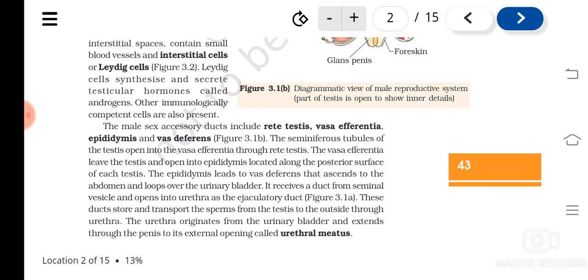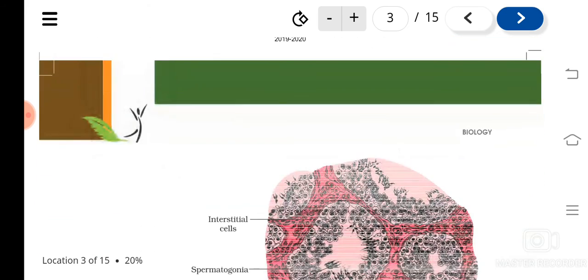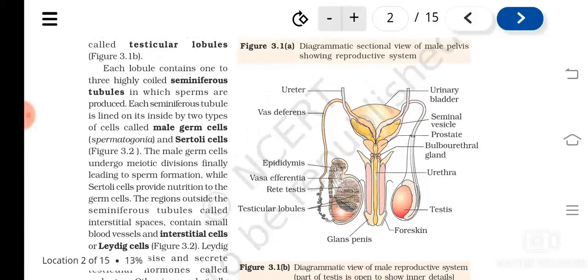The urethra originates from the urinary bladder. Actually, it is part of the excretory system, and then extends through the penis to the external opening called urethral meatus. So in this way, these are the parts of the human male reproductive system. This you have to learn. The diagram also you have to study.